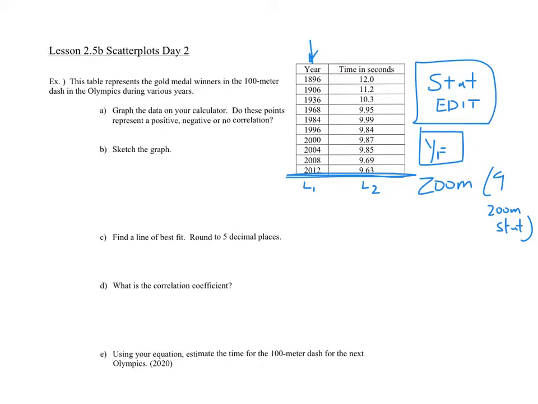Now, when you press zoom 9, if you didn't get your points, go back to y equals and check that your plot is on. Because if your plot is not on, then it won't do it. So you go y equals, go up to where it says plot 1, hit enter. You want that highlighted, okay? Then zoom 9.